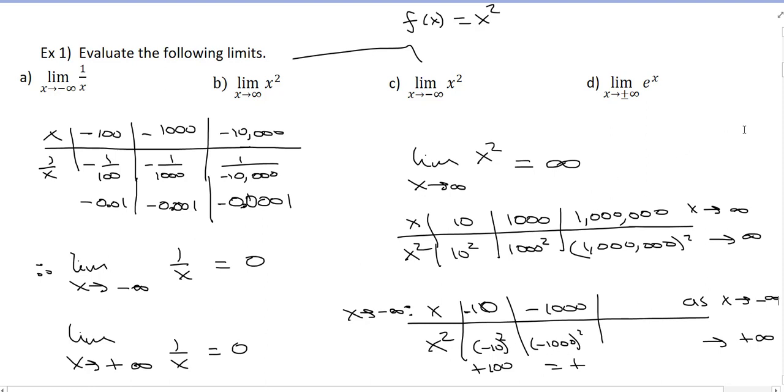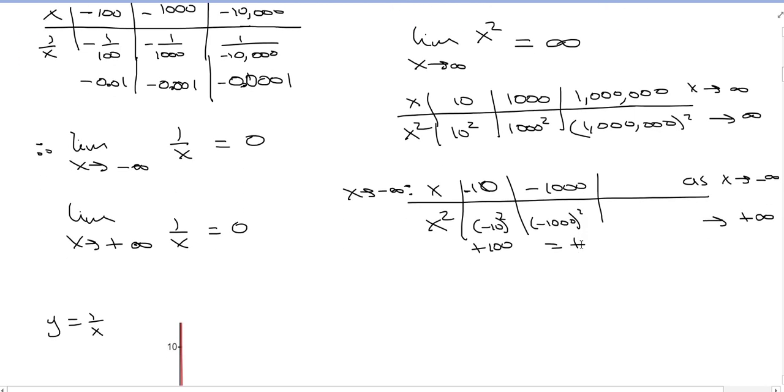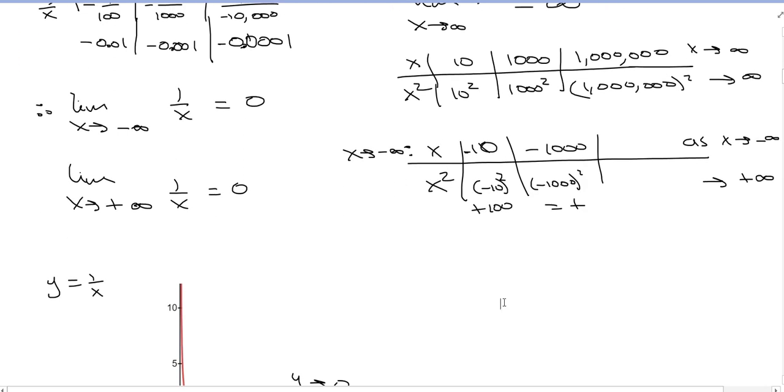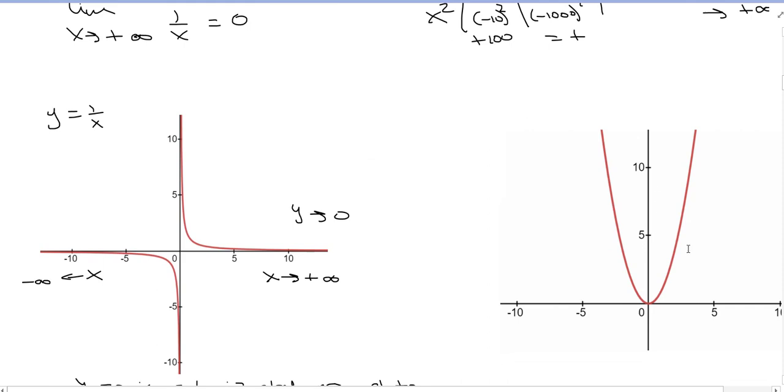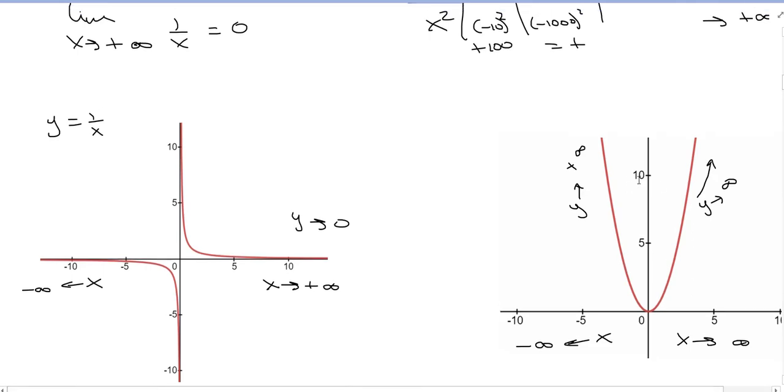And looking at the graph, we can see that as well. So here's our graph. So as x goes to positive infinity, the y values are going towards positive infinity. And as x goes towards negative infinity, the y values are going towards positive infinity. So the limit is infinity in both cases here.